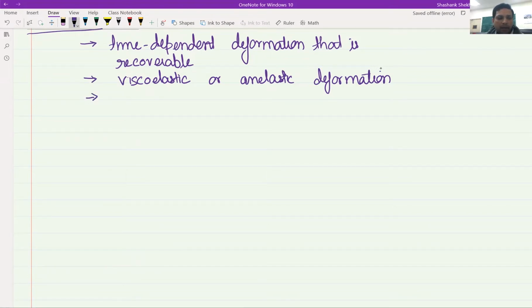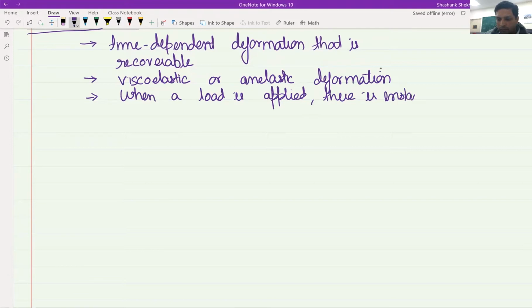So when a load is applied, there is instantaneous elastic response, but the deformation in these material keeps on increasing. It does not stop with time. And this continuous change in deformation with time is what is termed as the viscoelastic deformation. There is instantaneous elastic response, but the deformation increases with time.